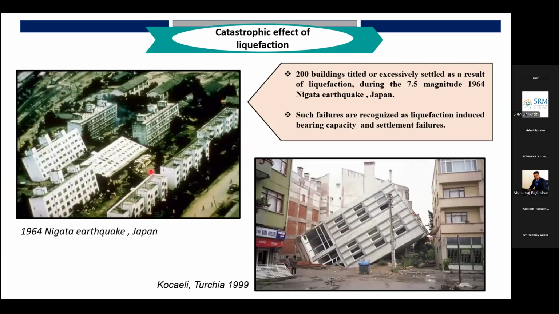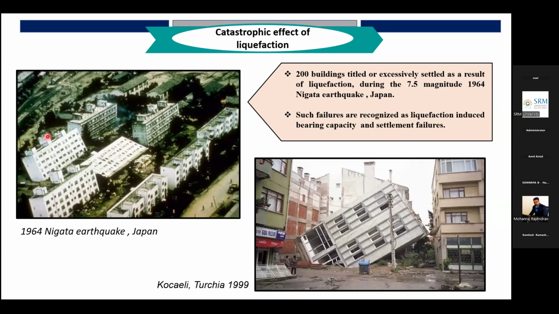You are all very well aware of the liquefaction-induced problems in past earthquakes. Several earthquakes we have seen and witnessed had catastrophic effects. Some of the earthquakes severely impacted human life, with several lives lost and buildings lost. Some of the photographs you are seeing are classical ones.